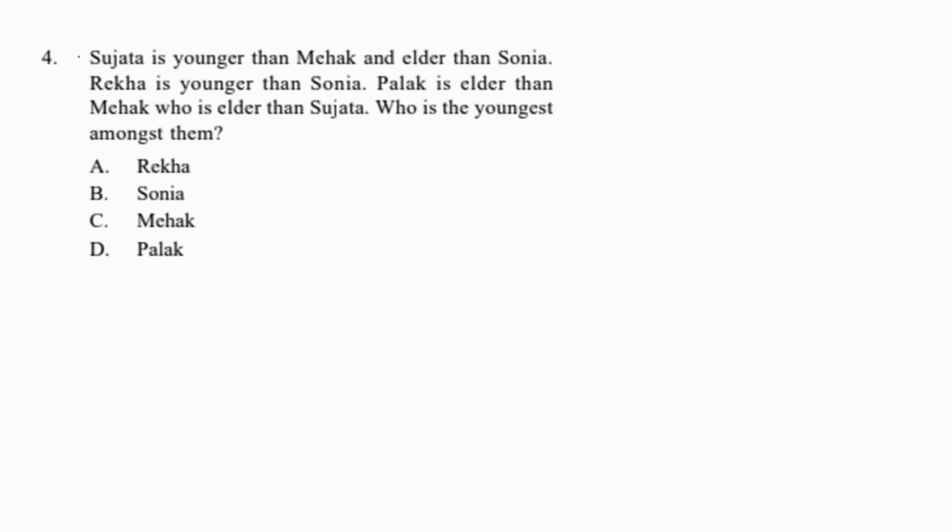Moving on to the fourth question, Sujata is younger than Mehak and elder than Sonia. Okay, so we would first create a sequence of the people provided over here depending on their age. Since Sujata is younger, we would place her below, so Mehak should be above her. We are putting them in descending order, oldest to youngest, and elder than Sonia. Sujata is younger than Mehak, so she is below, and elder than Sonia. So that means Sonia is younger than Sujata, so she comes below Sujata.